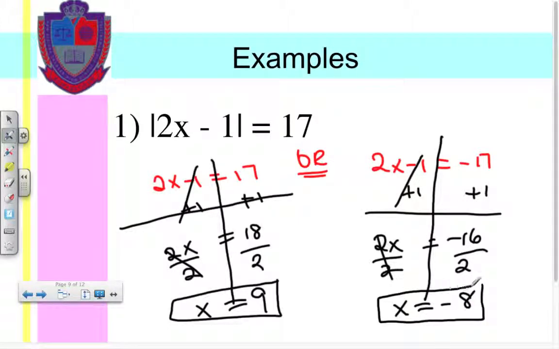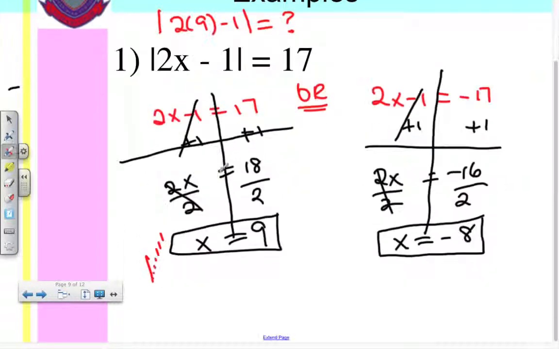How is this even possible? Well, let's check our answer. X is 9, so the absolute value of 2 times 9 minus 1. What is this really equal to? 2 times 9 is 18. 18 take away 1 is 17, which is what we're looking for. Check.